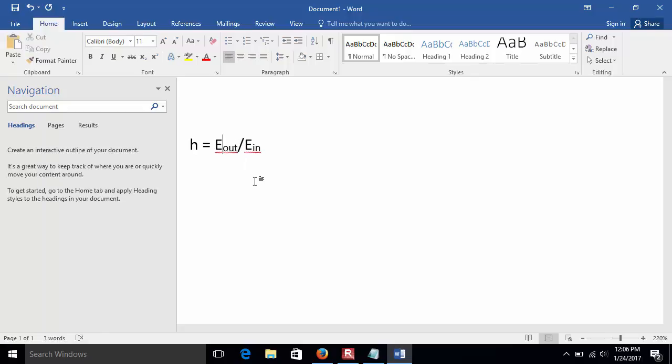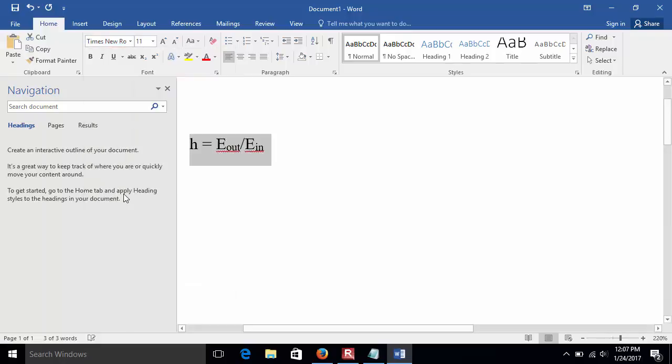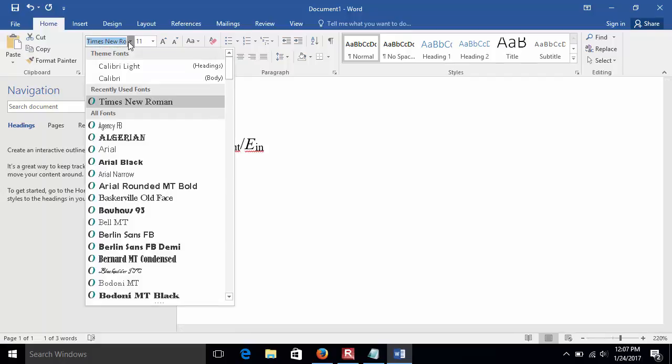So on these equations, here's another thing I'd like you to do. Put them in a font with a serif, like Times New Roman. And another thing I'm going to need you to do is always italicize your variables. The way we know it's a variable, like if you write the letter I, you're not talking about yourself, you're talking about current.